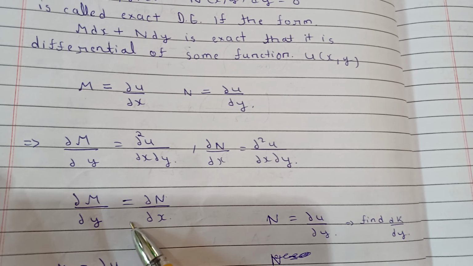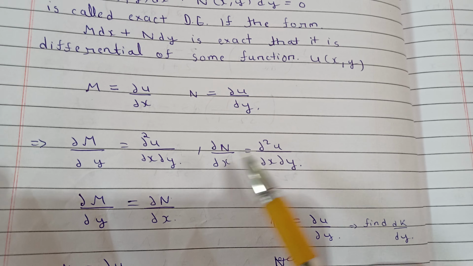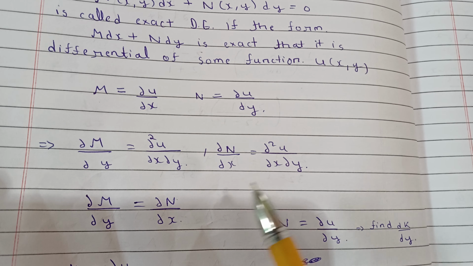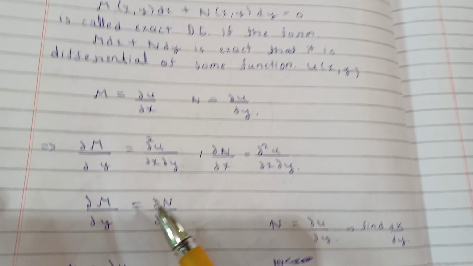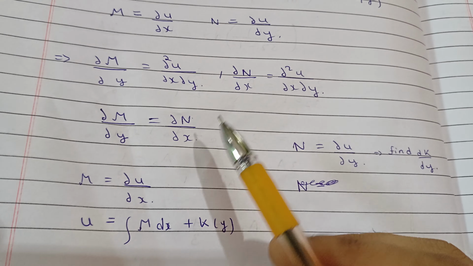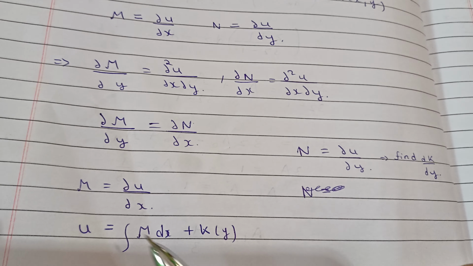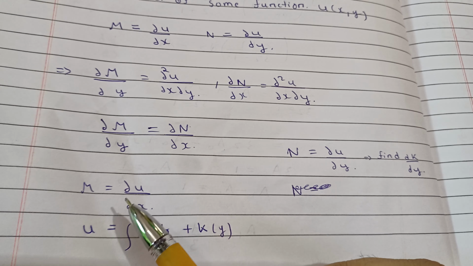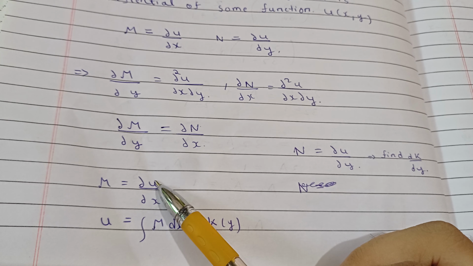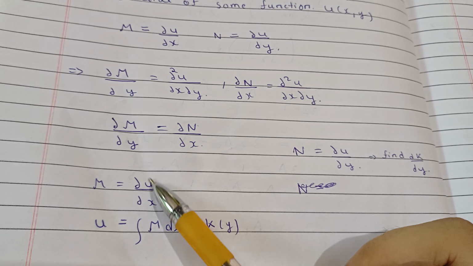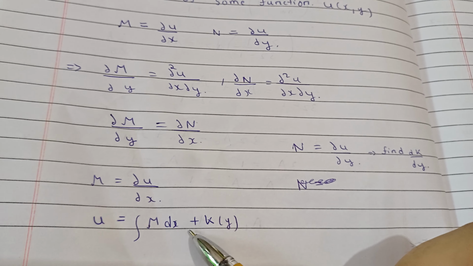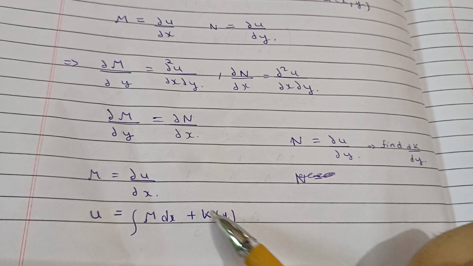Okay, so this condition should be satisfied whether you differentiate first with respect to y then x, or first with respect to x then y, and they should be the same. Okay, so this is the condition. Now you can find the solution. How? You can find it either with m or with n. So let's see first with m. So m is nothing but del u by del x. So take del x this side, and here it is del u. So integrating del u will give you u, then integration of m del x will give you the integral of m dx plus some constant in terms of y.